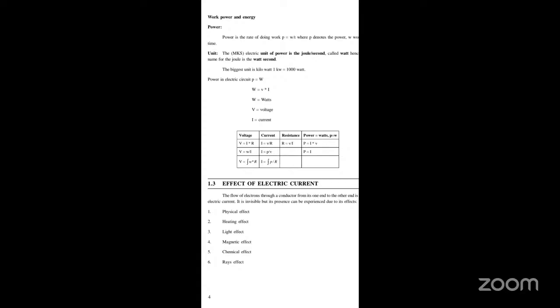So the unit for electric power is joule by second. Work done is joule, time is second. It is called watt. Joule by second is nothing but watt. 1 watt is equal to 1 joule by 1 second. Hence, another name for the joule is the watt second. The bigger unit is kilowatt hour, where 1 kW is equal to 1000 watts. Power in electric circuit, what is it? P is equal to W. Next.